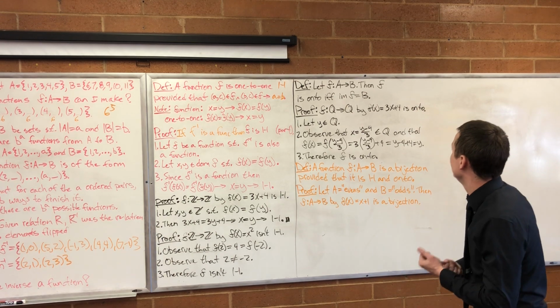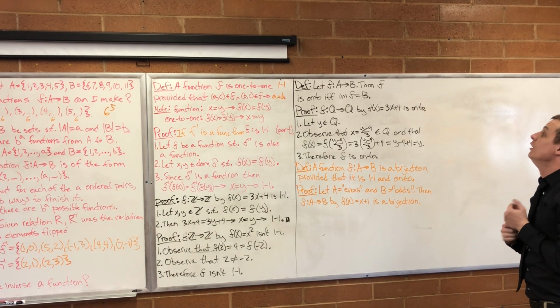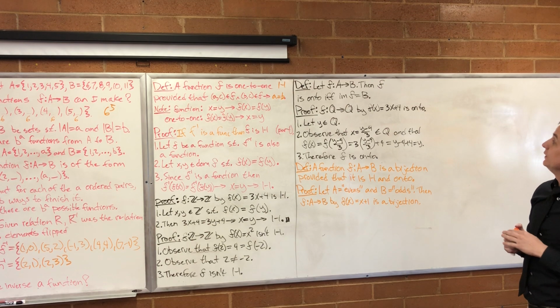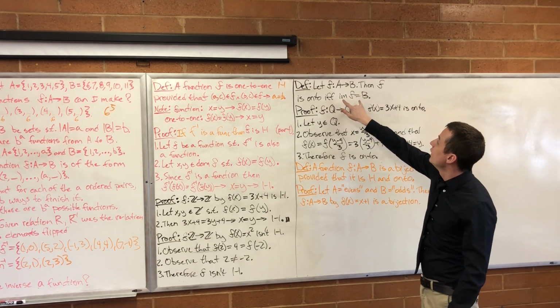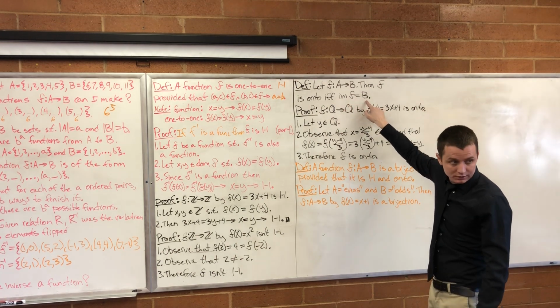Next definition is onto. Let f be a function from A to B, then f is onto if and only if the image of f is all of B.